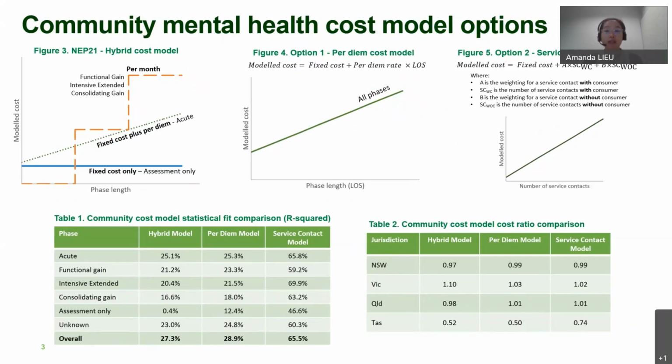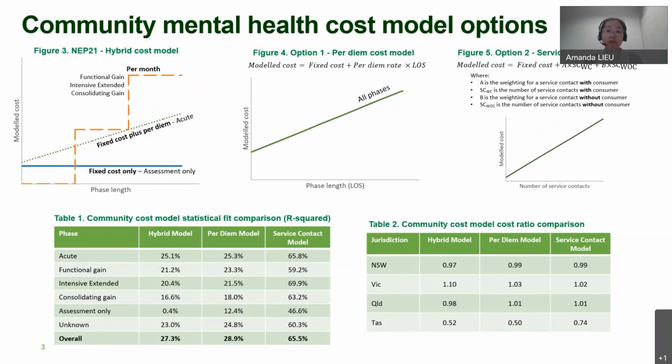The table results you see here are based on the 2019-20 mental health activity and cost data, underpinning the National Efficient Price 2022-23 determination, that is NEP 22, that was released in March of this year. As you can see, the per diem model has an R-squared that is comparable to the hybrid model and performs well in accounting for variation in phase length.